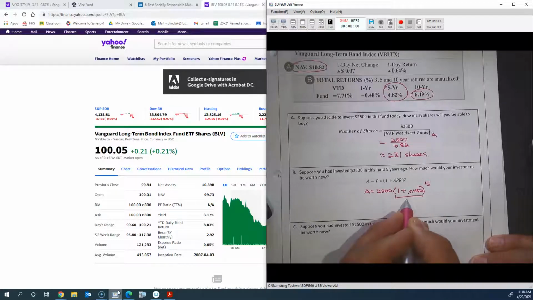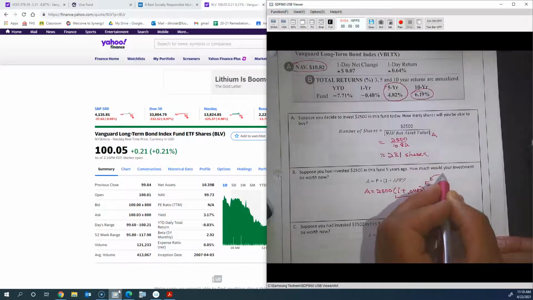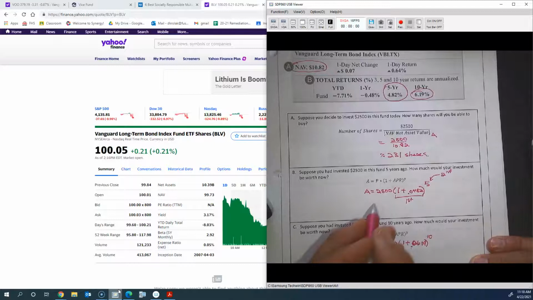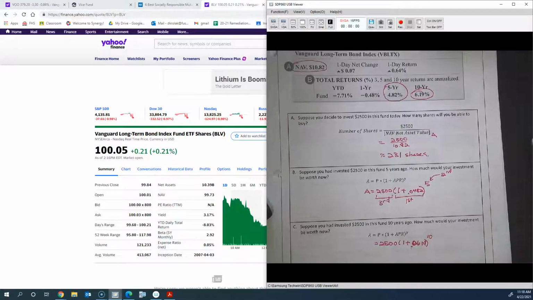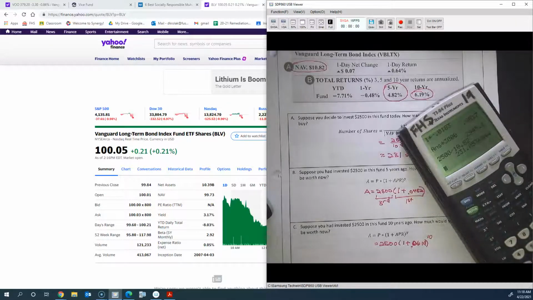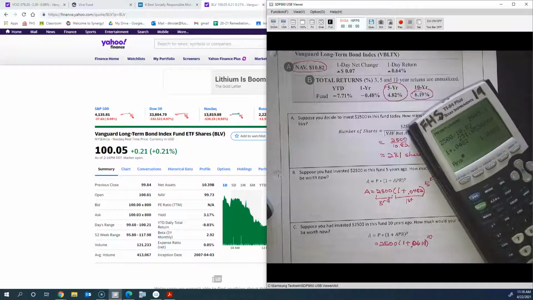So that's second, and that's third. Okay, here we go. 1 plus the rate, exponent 5, multiplied by 2,500, third. So now we're happy again because we're making some money.